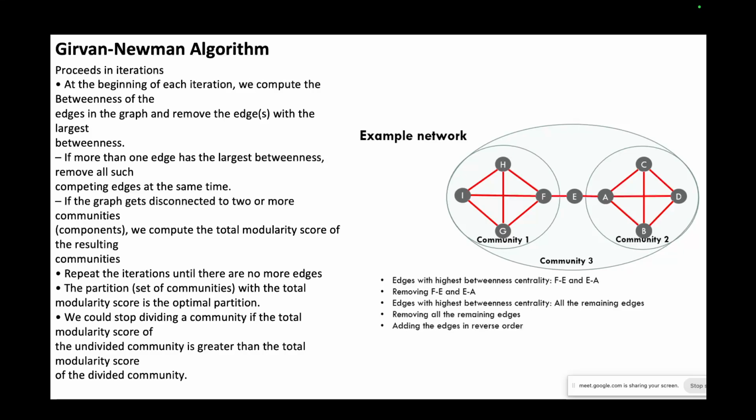Another important algorithm, and actually a more popular algorithm for community detection, is the Girvan-Newman algorithm. So it's an iterative process. It has to be an iterative process to find communities inside the network. At the beginning of every iteration, you compute the betweenness of the edges in the graph and remove the edges with the largest betweenness.